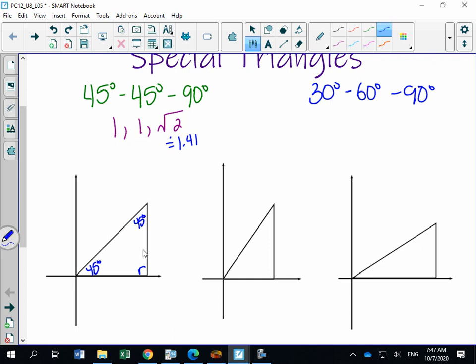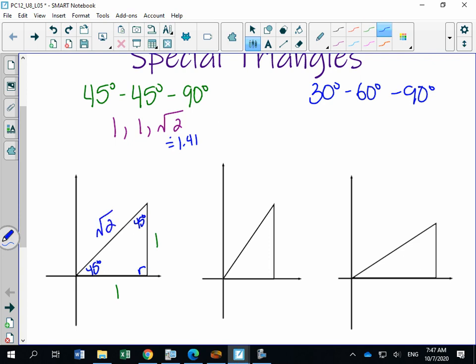Across from each 45-degree angle is a side, and these are going to be of equal length. They get a side length of 1 unit. So this is 1 unit, and this is 1 unit. Then across from the 90-degree angle is your hypotenuse. That's the longest side. Between a 1 and a 1.41, the longest side is 1.41, which is root 2.